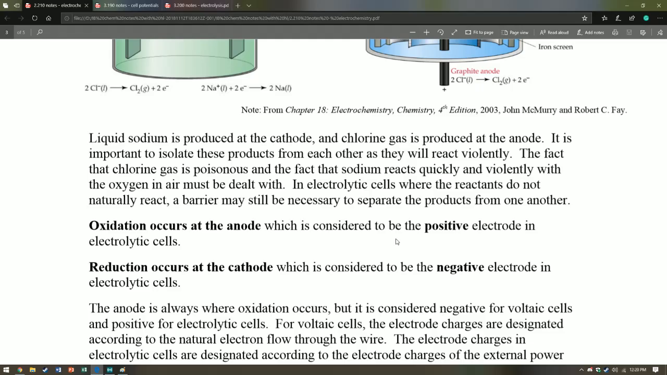Remember, oxidation always occurs at the anode, reduction always occurs at the cathode. For an electrolytic cell, the anode is the positive terminal and the cathode is the negative terminal. If you remember AN CAP, remember that anode is negative, and since an electrolytic cell is opposite to a voltaic cell, you would just flip it around, so anode is positive, cathode is negative. That's how I remember it.